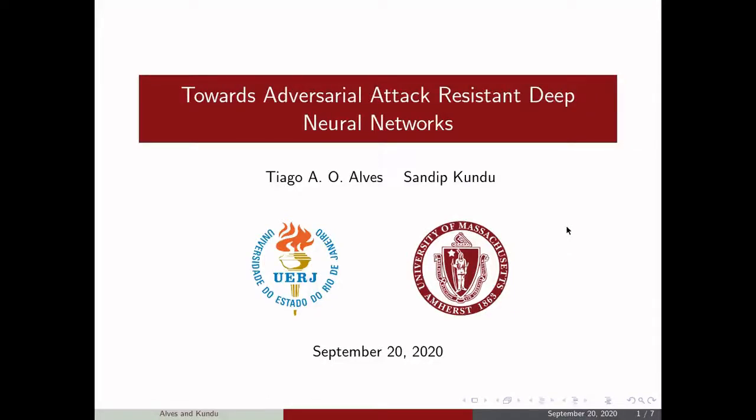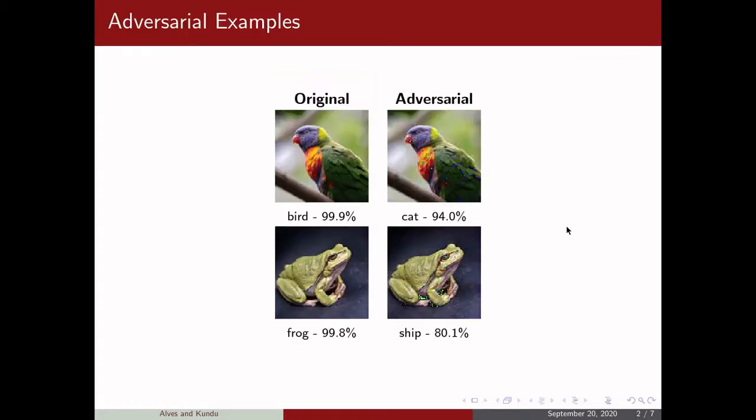I'm Thiago Alves, and I'm going to be talking about our work, which is called Towards Adversarial Attack Resistant Deep Neural Networks. So, what are adversarial examples?